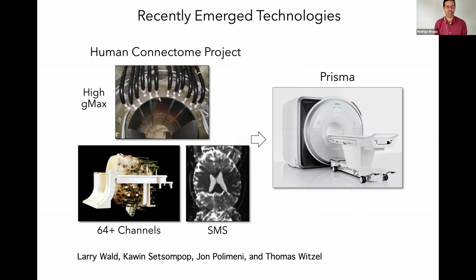We also benefited from, at the time, recently emerged technologies from the Human Connectome Project, like high-strength gradients, 64-channel head coils, and simultaneous multi-slice sequences that were put into Prisma. And we have the same technology here at Northwestern, which is great.